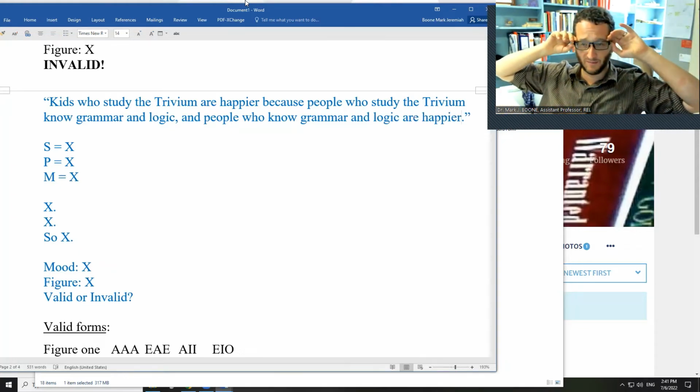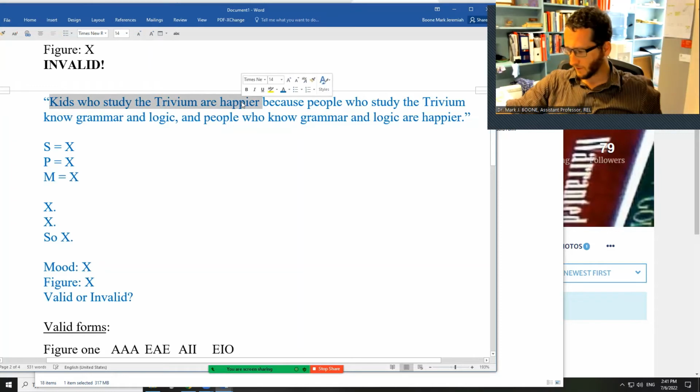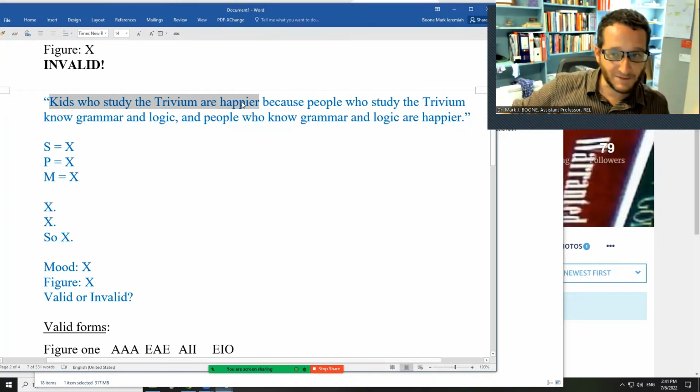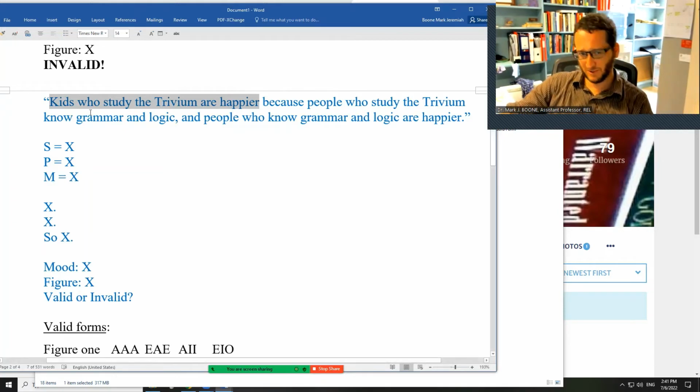Kids who study the trivium are happier because people who study the trivium know grammar and logic, and people who know grammar and logic are happier. All right, so my kids might object to one or more of these statements. Maybe someday they'll admit what I know. Kids who study the trivium are happier because people who study the trivium know grammar and logic, and people who know grammar and logic are happier.